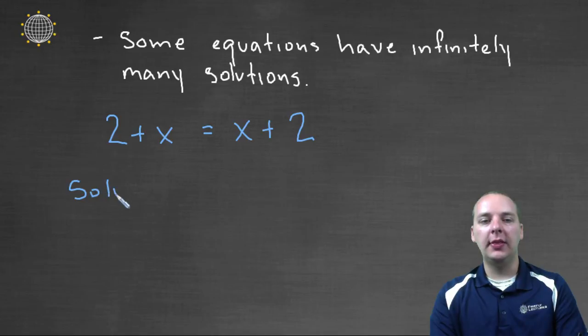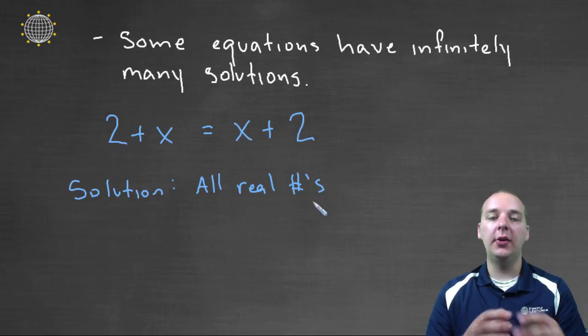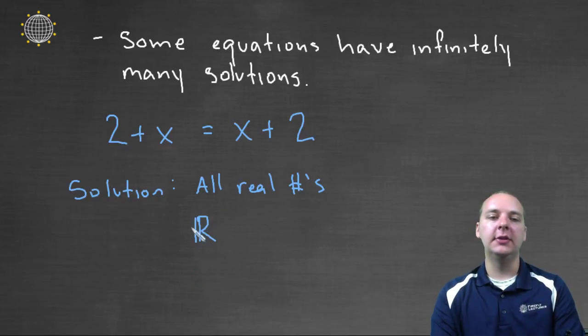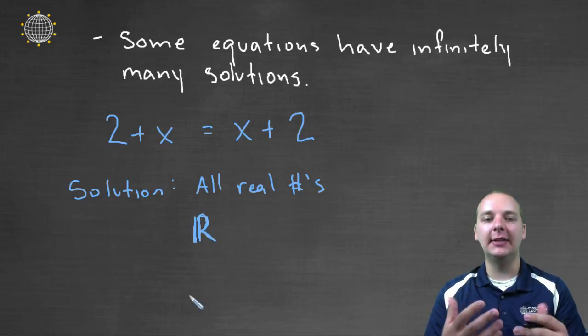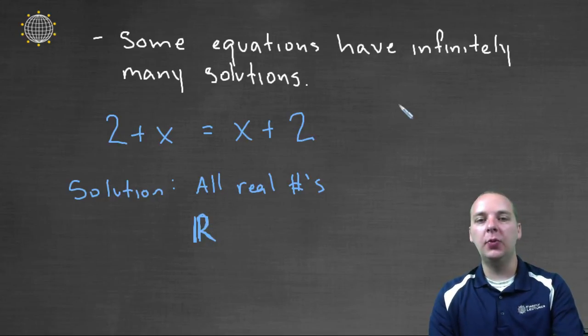So the way you would write this is you would say the solution is either the words all real numbers, or there's also a shorthand notation for all real numbers. It's a capital R that has an extra bar on the front. This is kind of a bold-faced type of R. It's called blackboard bold, that we use a lot to designate sets of numbers. So R stands for the real numbers. And this equation has a name as well. This is called an identity.